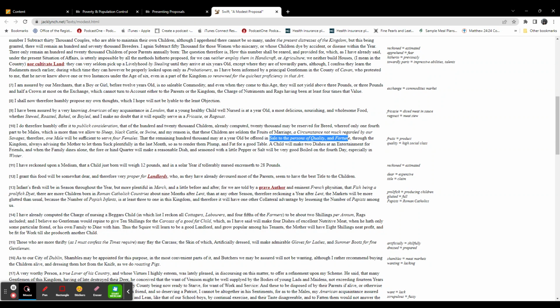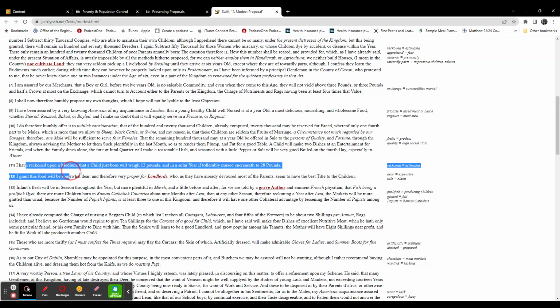A child would make two dishes in an entertainment for friends. When the family dines alone, the fore or hind quarter will make a reasonable dish, seasoned with a little pepper or salt, and will be very good boiled on the fourth day, especially in winter. So that means we have leftovers. So whatever we do, we can still use this baby to make it throughout the week.